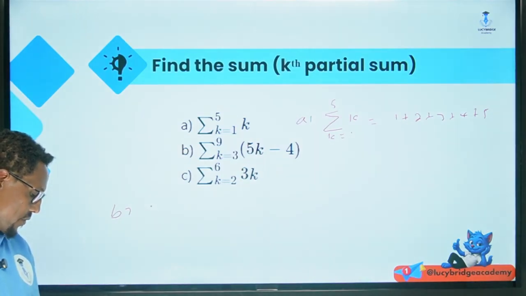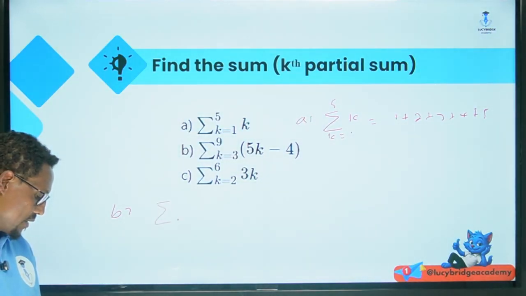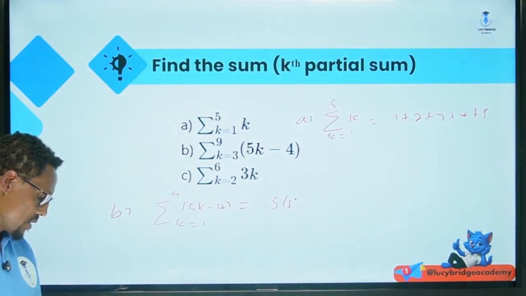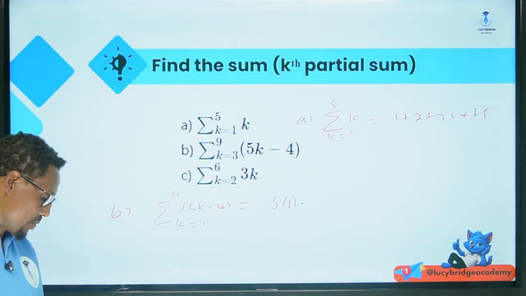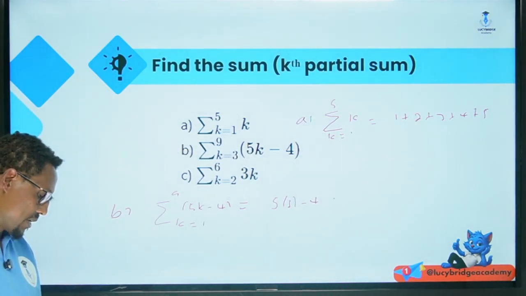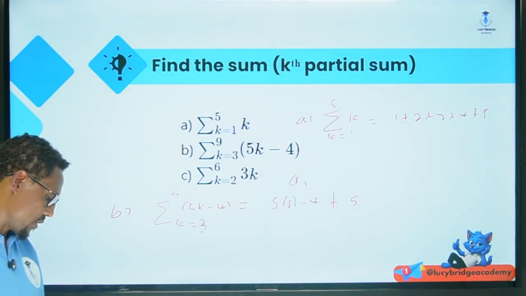A summation of K starts from 1 up to 9, 5K minus 4. Now this means substitute 1 in terms of K, 5 times 1 minus 4, plus 5 times the second, this is A1. Sorry, K starts from 3, therefore N is 3.